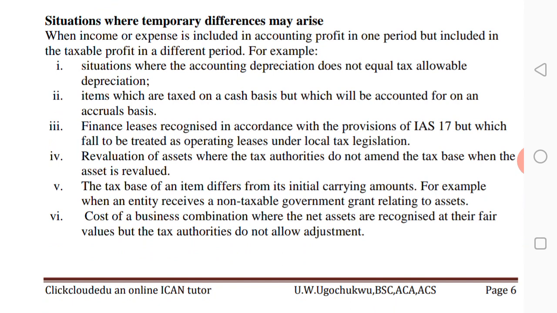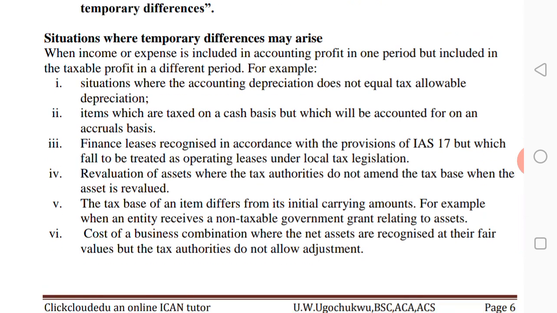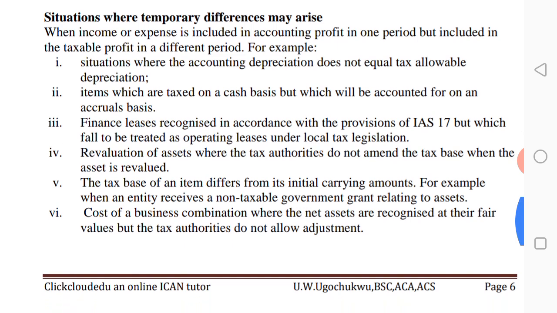Items which are taxed on cash basis, but which will be accounted for on an accrual basis. Remember, there are some items that will be taxed on cash basis, but accounting does not recognize a cash basis. Accounting uses accrual basis. That means income that is being earned will be recognized for accounting purposes, but for tax it will not be an income. It will be disallowable income. So it is recognized when you actually sell that asset.